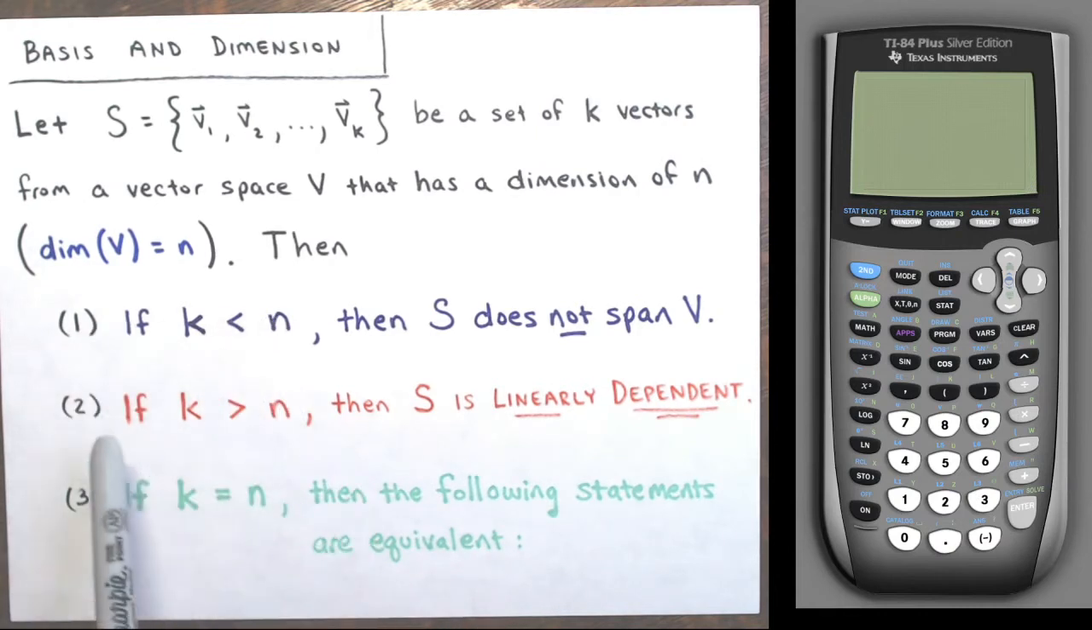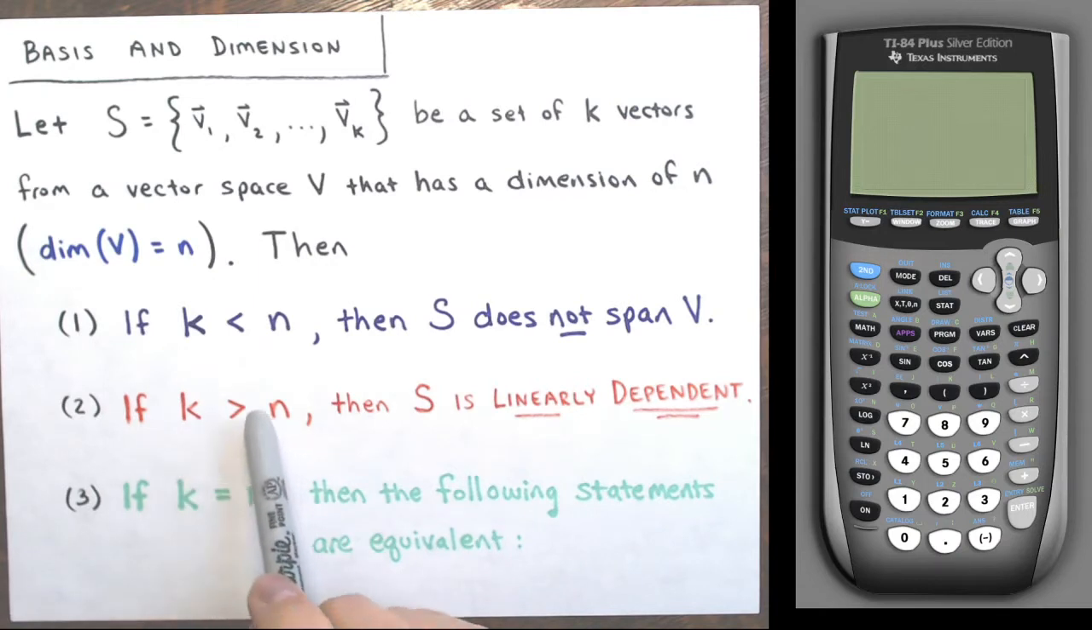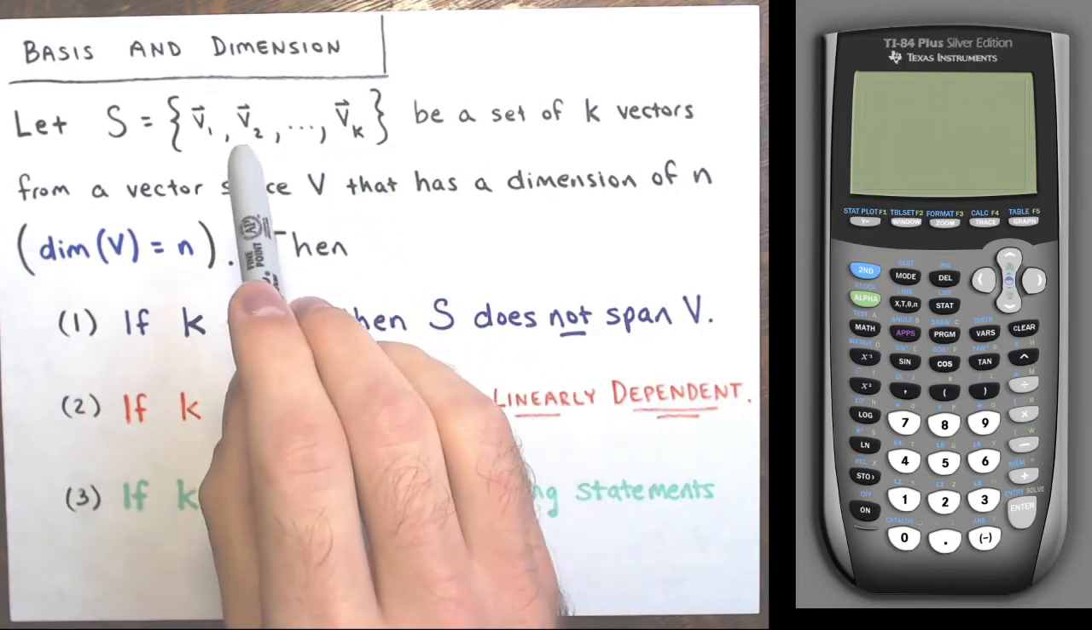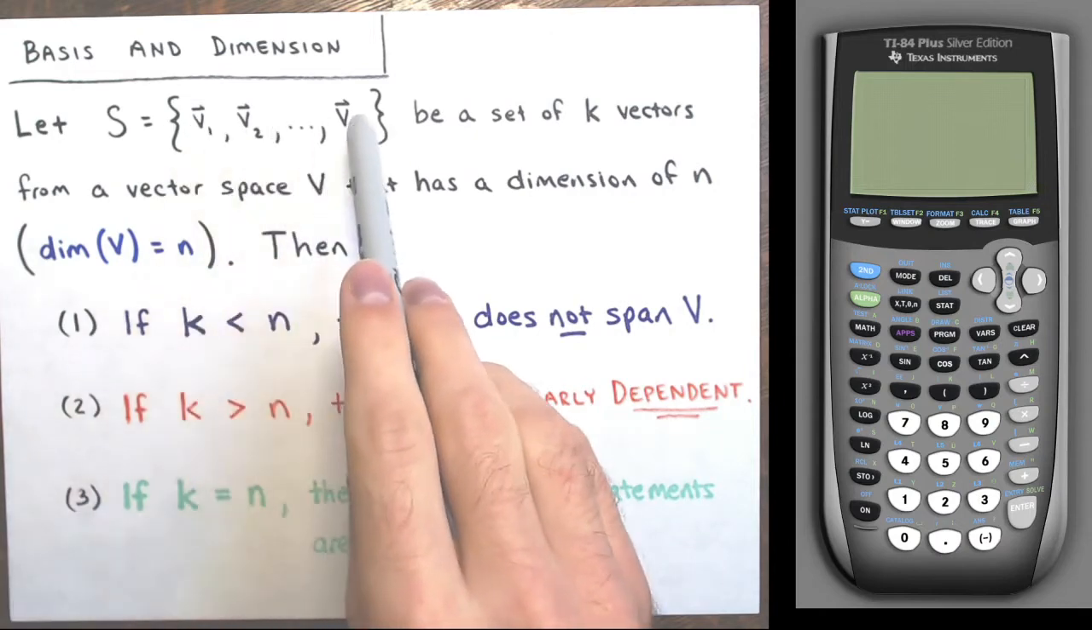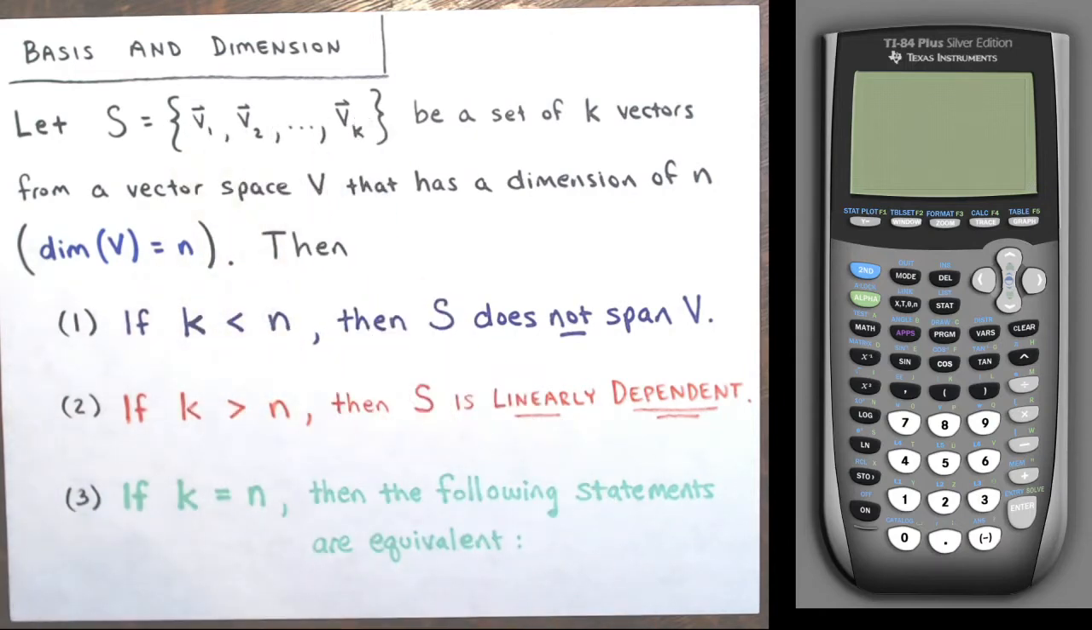That's case 1. 2. If k is greater than n, so the number of vectors in this set is larger than the dimension of the vector space. So the number of vectors in this set is greater than the number of vectors in a basis for V. Well, then the set is going to be linearly dependent, right? Not independent like we like. That means S won't be a basis, because remember, a basis for this vector space is going to have n vectors. And if we have more than n vectors, then S can't be a basis. And the reason for that is S would be linearly dependent.